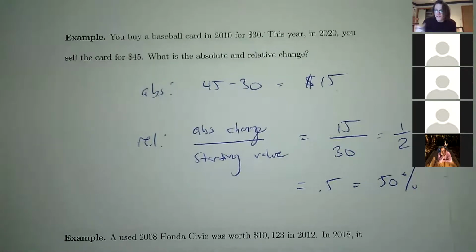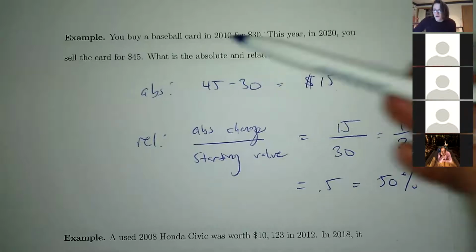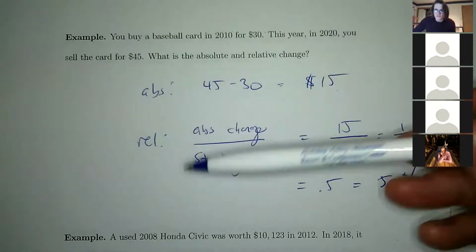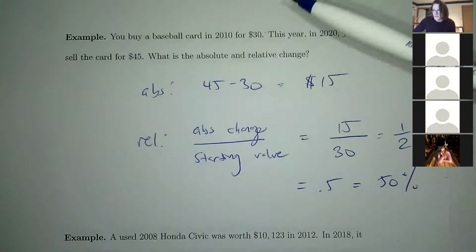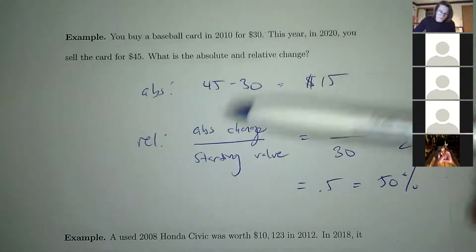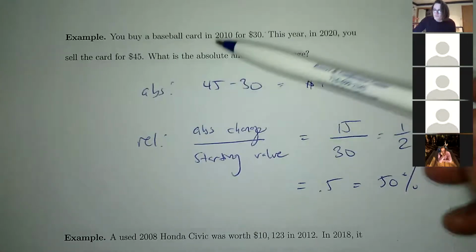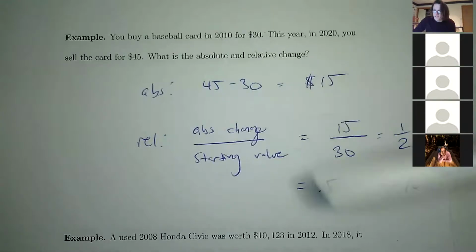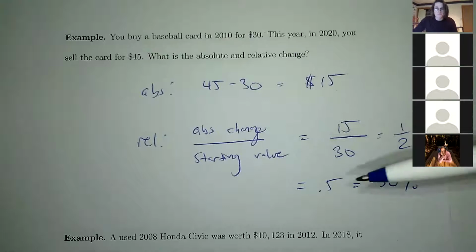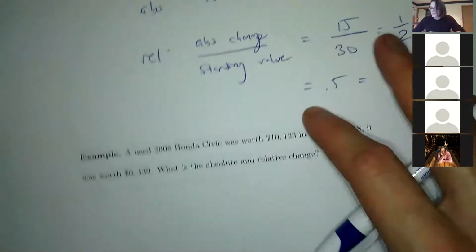And I also want to note that the years here don't matter, right? I don't care how long it took for these changes. In this study of change, time is no factor here. So if you see a problem like this asking for absolute and relative change and it gives you years, it doesn't matter. You might be tempted to do a slope kind of situation. Don't do that. All right. Another one.